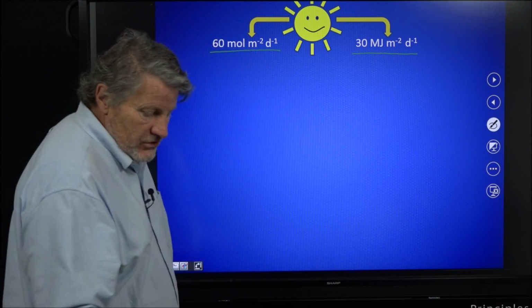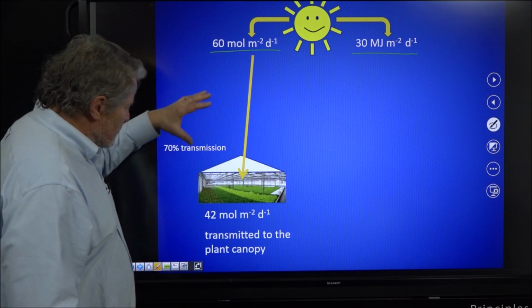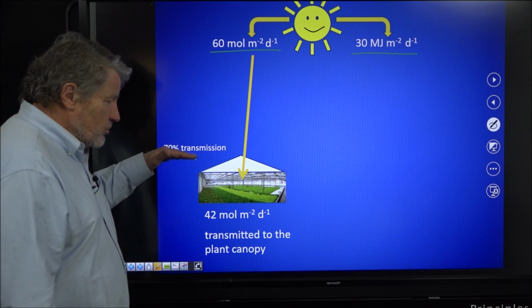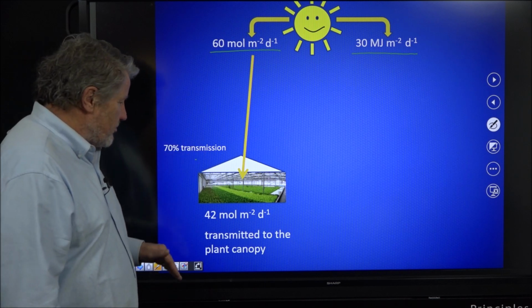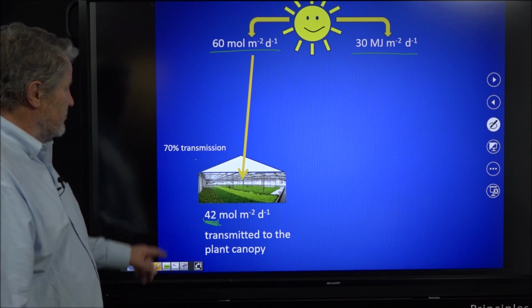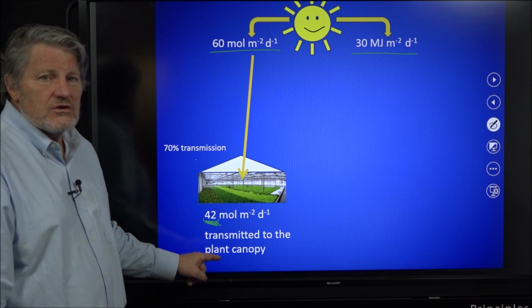So let's do this side first. 60 moles comes through a greenhouse, 70% transmission. This is a good greenhouse. It's a design goal for a greenhouse. And obviously we get 42 moles, 70% of this transmitted to the plant canopy.